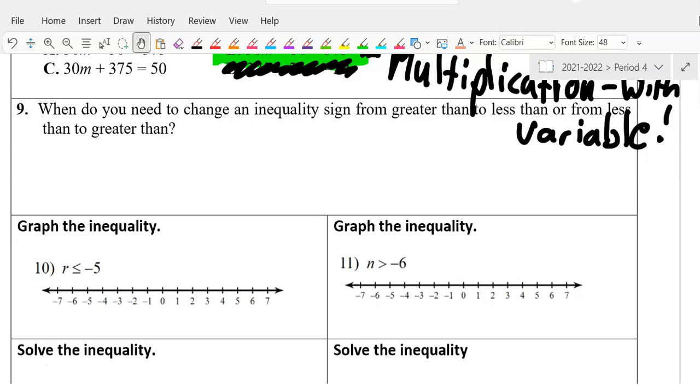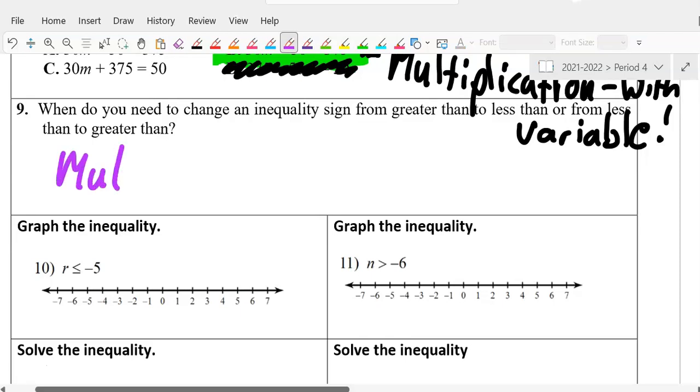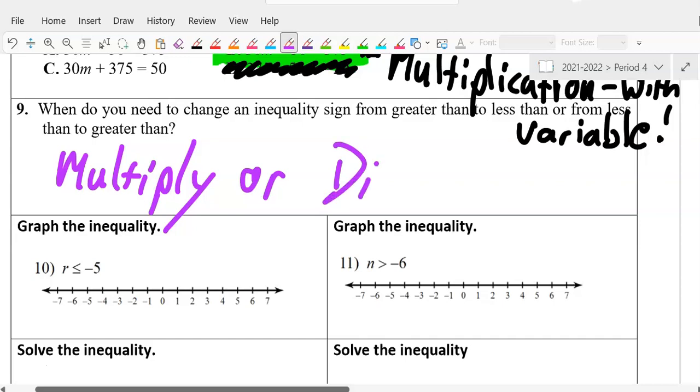Now we're running a little low on time, so we're not going to write out all the words. Let's try to shorten it a little bit. When do you need to change the inequality sign? When you're solving an inequality, you need to multiply or divide by a negative. Right? So it's when you multiply, or divide, by a negative number.